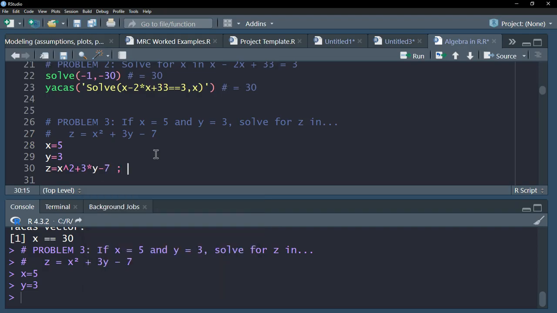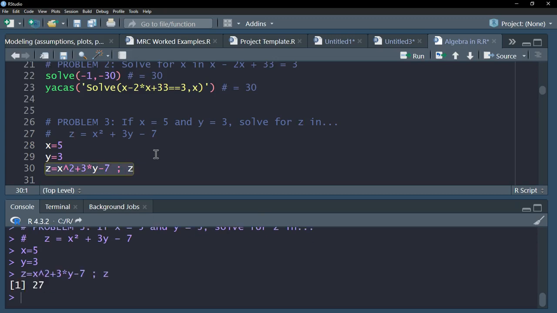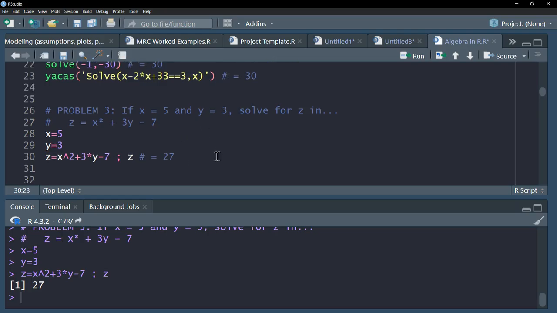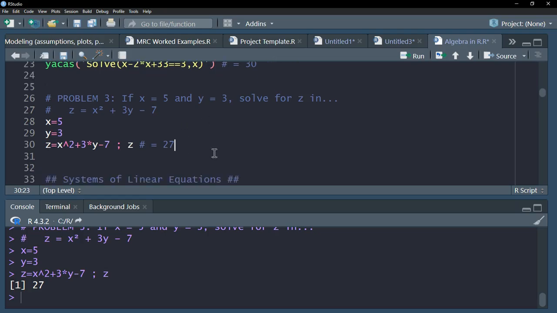Okay, and then if we have it run that operation and then tell us what z is, we get 27, which, well, 25 plus 9 minus 7. Yeah, that's going to be 27. So that's correct. This is just to show how R can take this information, and it's just thinking, oh, x means 5 in this case, and y means 3, so 25 plus 9 minus 7, and it comes to 27. Okay, so we've solved some simple linear equations.